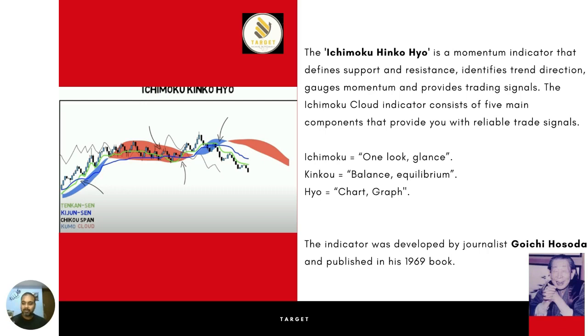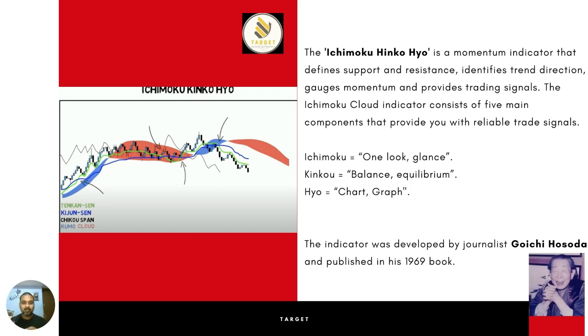The Ichimoku Kinko is a momentum indicator. If you take a look at the chart here, this is the Ichimoku indicator. At a glance, it looks complicated, right? But when you understand it, it's very easy. The Ichimoku indicator is primarily used by traders and analysts to define support and resistance. Ichimoku Kinko Hyo translates into a one-look equilibrium chart. When you look at the chart, you can understand the trend of the market. So that's the why about the Ichimoku indicator.